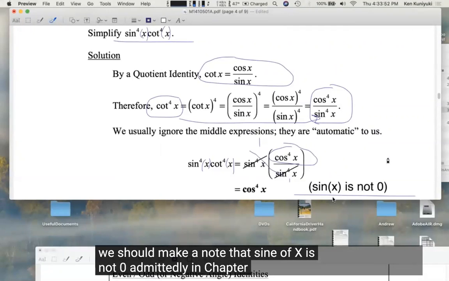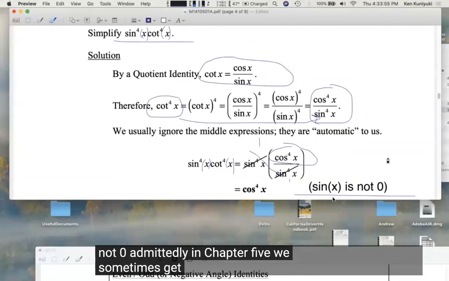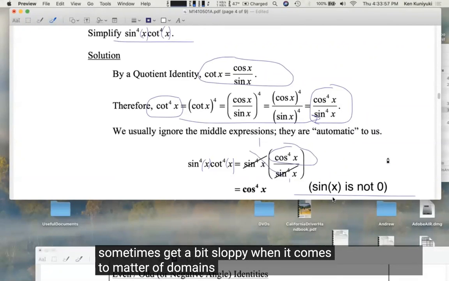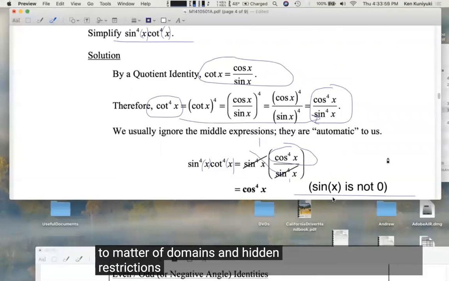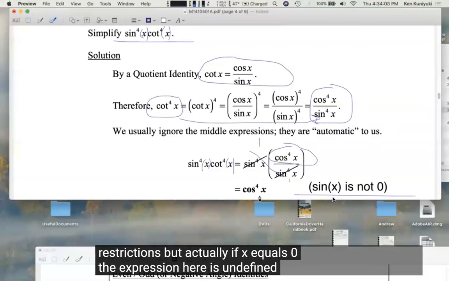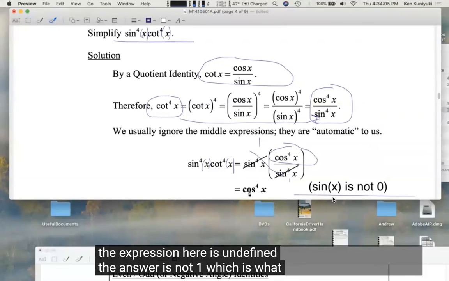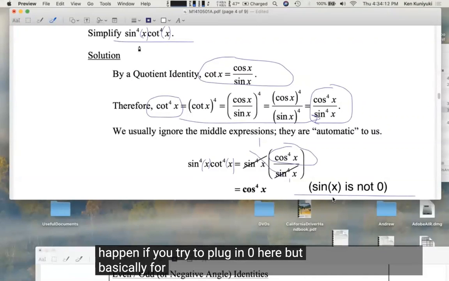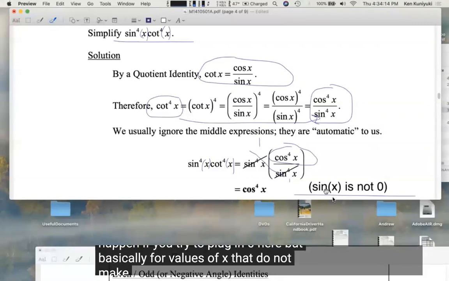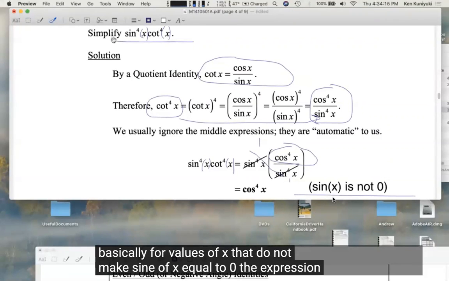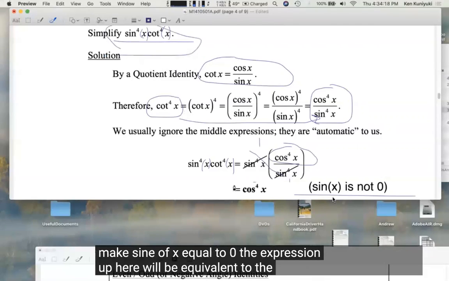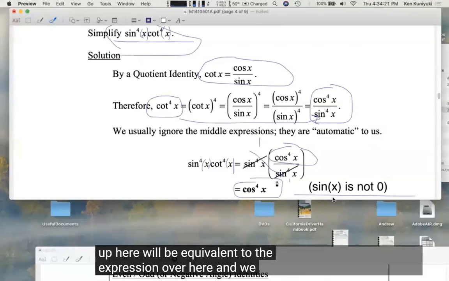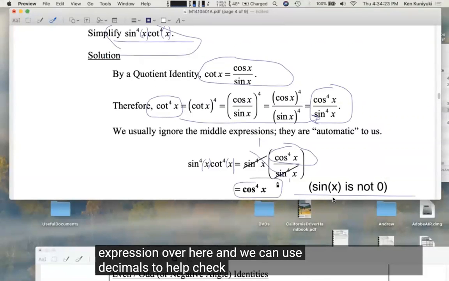Admittedly, in chapter 5, we sometimes get a bit sloppy when it comes to matters of domains and hidden restrictions. But actually, if x equals 0, the expression here is undefined. The answer is not 1, which is what would happen if you try to plug in 0 here. But basically, for values of x that do not make sine of x equal to 0, the expression up here will be equivalent to the expression over here. And we can use Desmos to help check that for us.